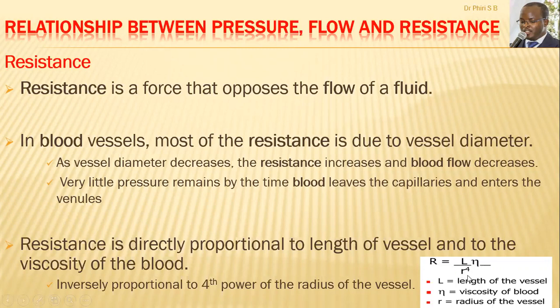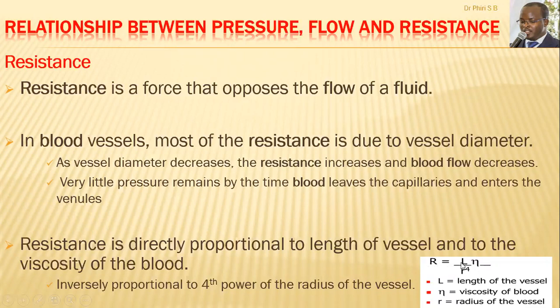But the major factor is the radius, because you know that the radius is raised to the power 4. So if you're going to double the radius, for instance, it means 2 to the power 4 is going to give you 16. It means that your resistance is going to decrease by a factor of 16.